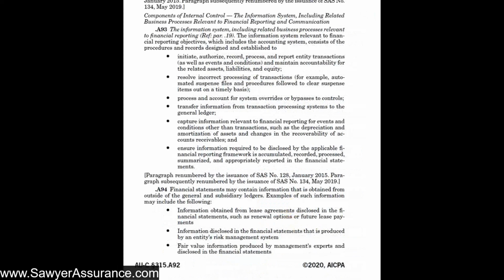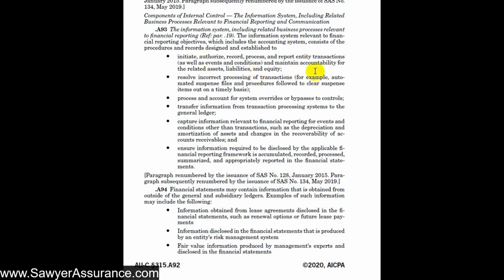Okay, so now we're in the explanatory material section where we're talking about the internal control component of the information system. So we saw before that the information system relates to the business processes relevant to financial reporting. That means the information system relevant to financial reporting objectives consists of the procedures and the records that are designed to do the following: initiate, authorize, record, process, and report on transactions, resolve incorrect processing of transactions, process and account for system overrides, transfer information from transaction systems to the general ledger, capture information relevant to financial reporting that's not necessarily a transaction, and also accumulate the information that we need for financial reporting to include in our financial statement footnotes, for instance.